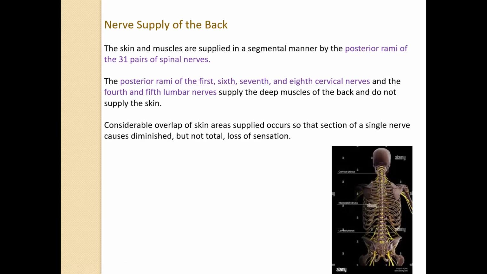So mainly the posterior rami of the first, sixth, seventh, and eighth cervical nerves and the fourth and fifth lumbar nerves are the ones which supply the deep muscles of the back. But keep in mind, these nerves don't supply the skin.